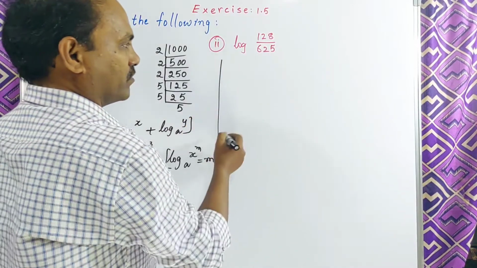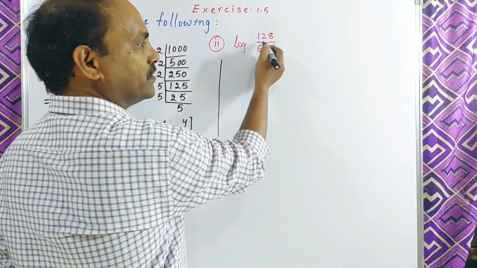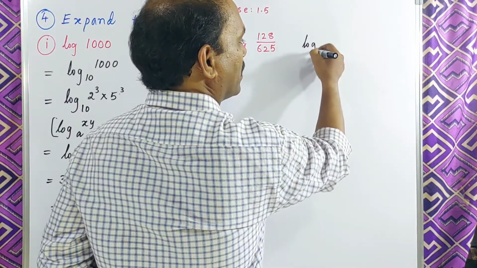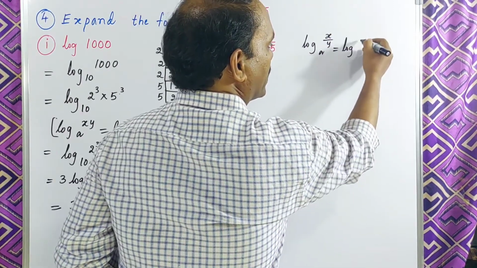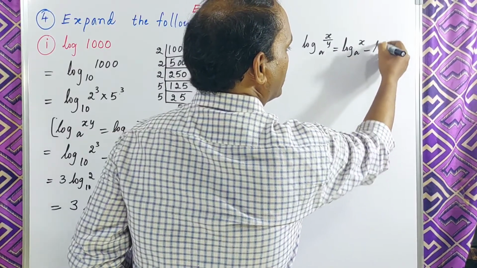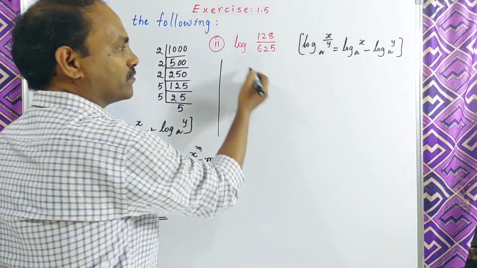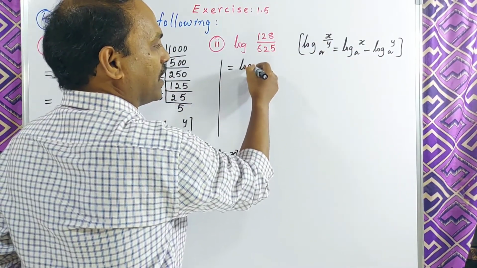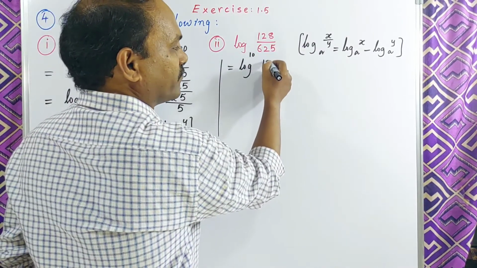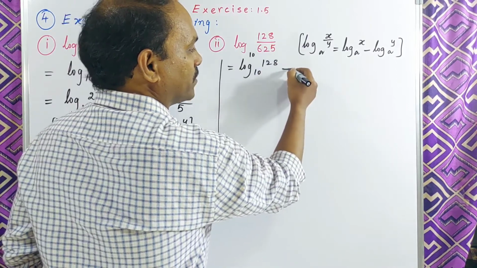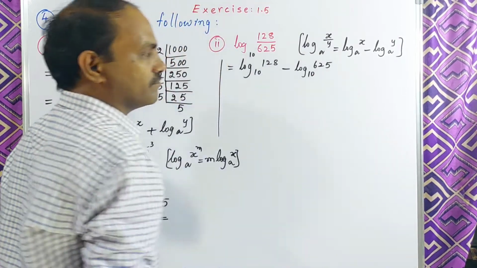Now look at the second question. Here, how can we write this one? Since there is a division, log x by y to the base a is equal to log x to the base a minus log y to the base a. By using this formula, we divide it into log 128 to the base 10 minus log 625 to the base 10. Nothing is written for the base, which means 10.